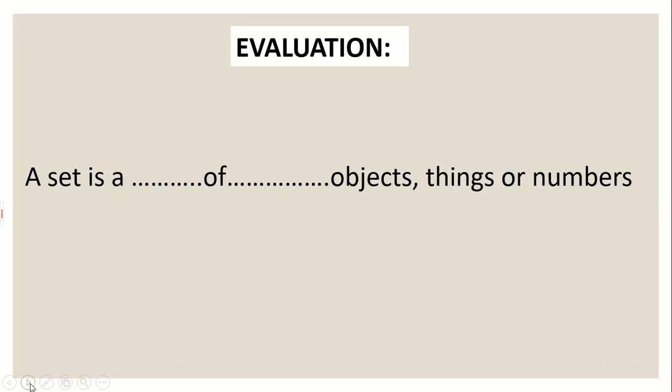I hope this introduction is okay. Then let's take a look at some other aspects. As we progress along this content, we'll be giving evaluation questions. Now let's look at this one. It says a set is a dash of objects, things, or numbers. If you remember very well, you should be able to say that yourself. So try and say that and put it in the comment section. Let us know what it is.